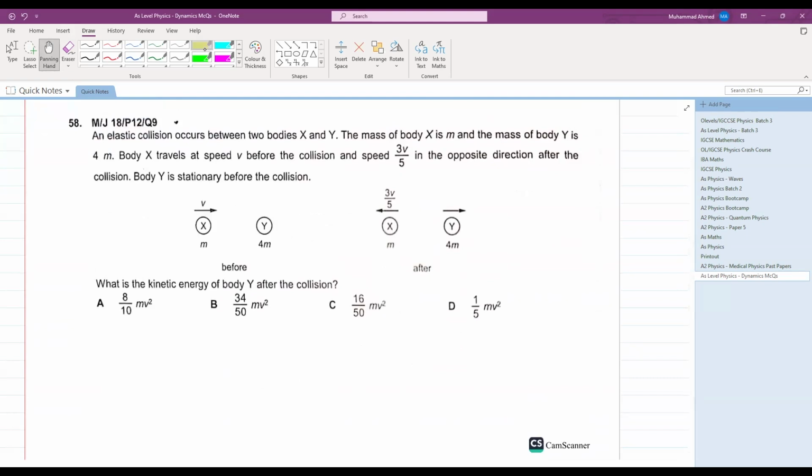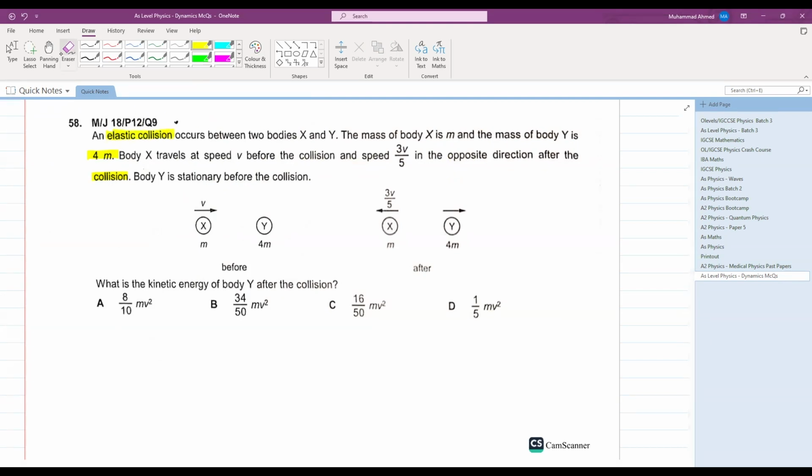An elastic collision occurs between two bodies x and y. The mass of body x is m and the mass of body y is 4m. Body x travels with a speed v before the collision and a speed 3v over 5 in the opposite direction after collision. Body y is stationary before the collision. What is the kinetic energy of body y after collision? We have to calculate the kinetic energy of body y after collision. Are we given anything about the collision type? It's an elastic collision.